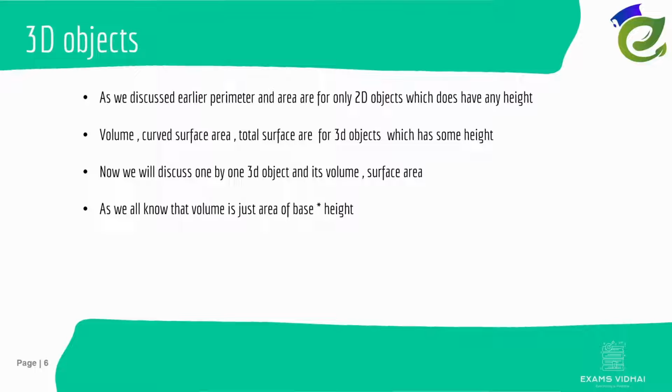As we all know, volume is just the area of the base multiplied by height. Suppose a cube is a piling of squares, where each square has area A square. Assume each plate has 1 centimeter, or 1 unit, thickness. If we pile them one by one until 10 square plates, then it becomes a cuboid. The volume of the cuboid is the area of the base, A square, into 10 units.